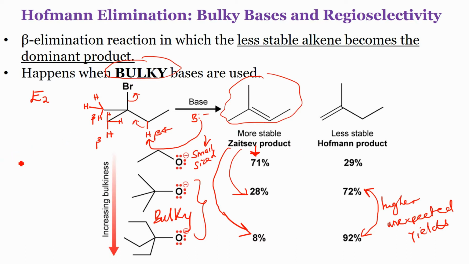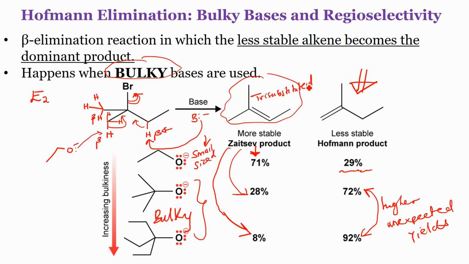Now the small base might forget and take out one of these hydrogens, so let's pretend that the small base is taking out this hydrogen. This is how you'll push your arrow, like that, and then of course this leaves. That will give you the Hofmann product. But the Hofmann product with a small base is less favored. So if you want the least substituted double bond to be formed, then you have to use a bulky base. Now I'm going to remind you, this is a tri-substituted alkene.